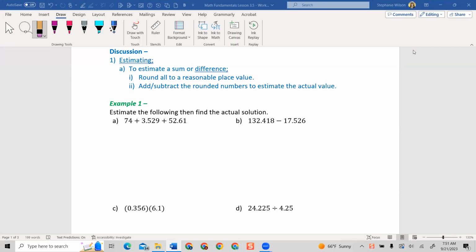So today we're going to talk about estimating. And if you see here in the blueprint, it says to estimate a sum or difference, we're going to round to a reasonable place value. We're going to add, subtract, and then round the numbers to estimated actual value.